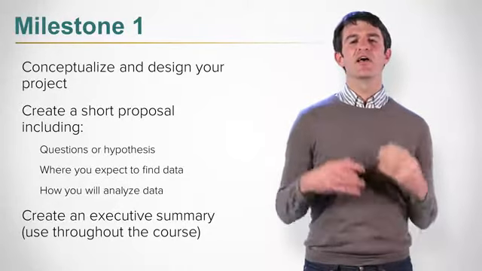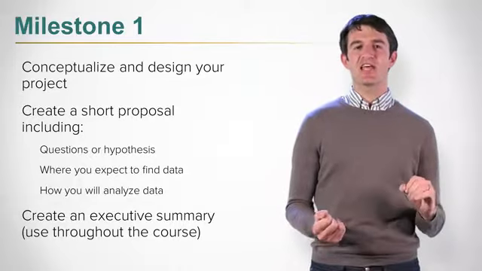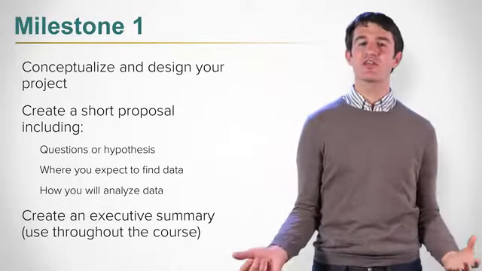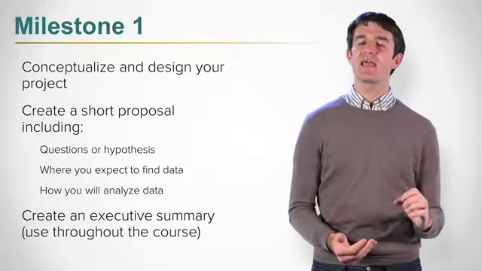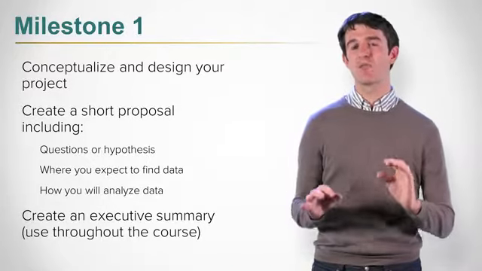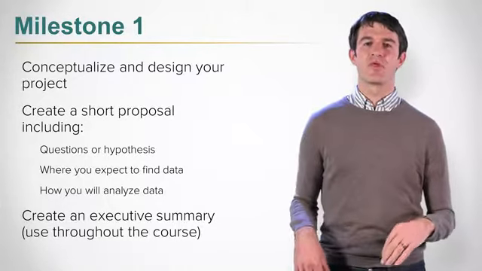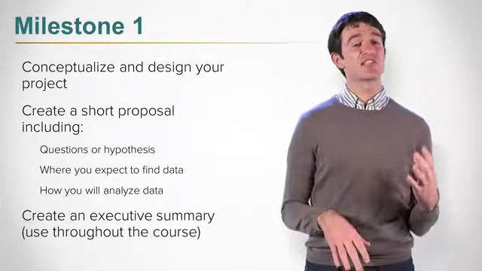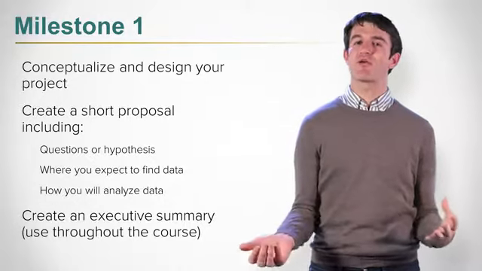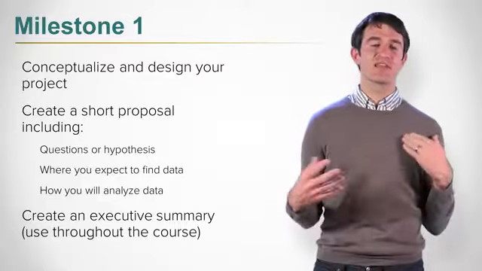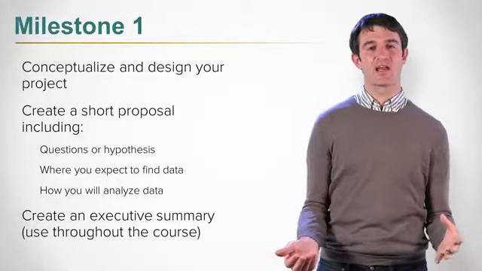2 weeks, you will conceptualize and design your project in the abstract and come up with a short proposal describing your question or hypothesis and how you expect to find appropriate starting data, analyze it, and complete the project. You will also write up an executive summary of your project to be used throughout the course. To complete the milestone, you will be required to submit the final proposal for feedback and grading.